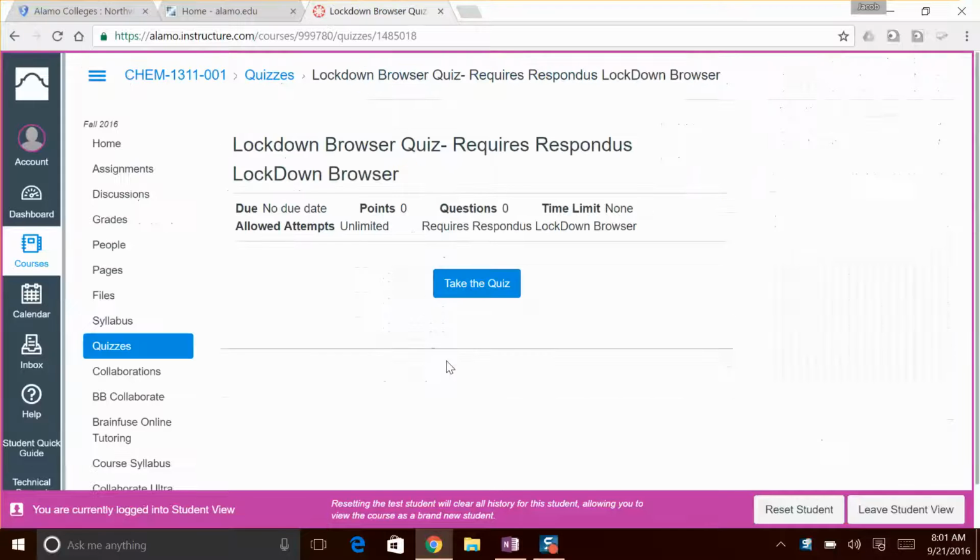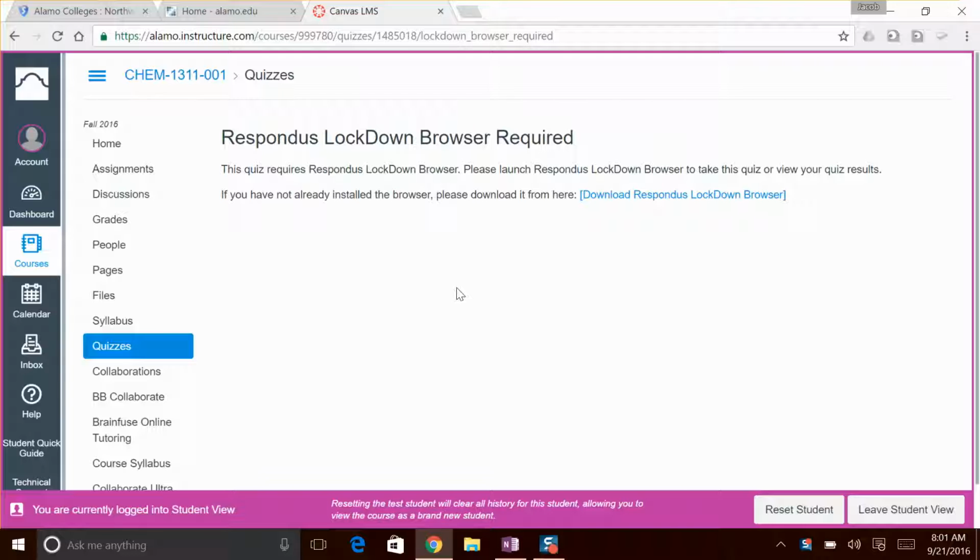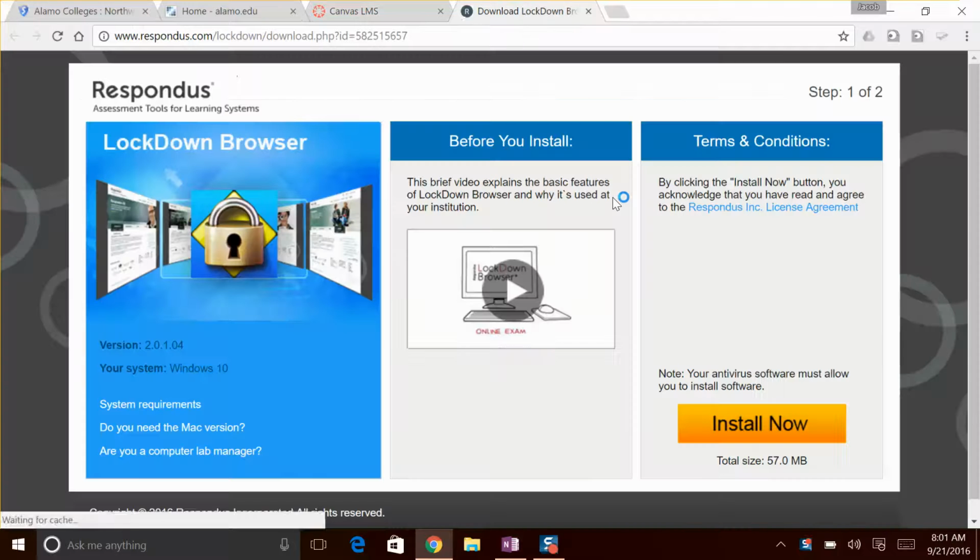If you click on that, it takes you here, and you say take the quiz. This isn't actually worth anything. It's not worth any points or anything. It's just for you to simply get the browser. So here it says you can't take it because you're not using the Lockdown browser. So you click on that to download the Lockdown browser.